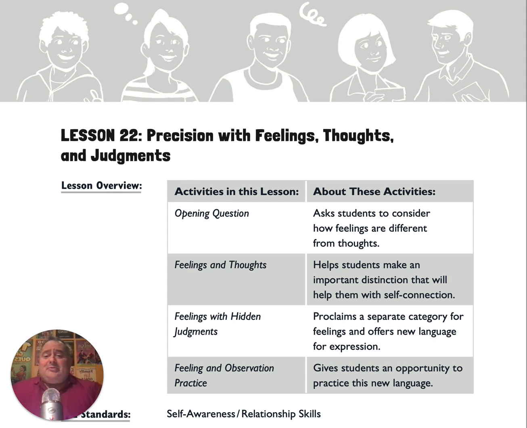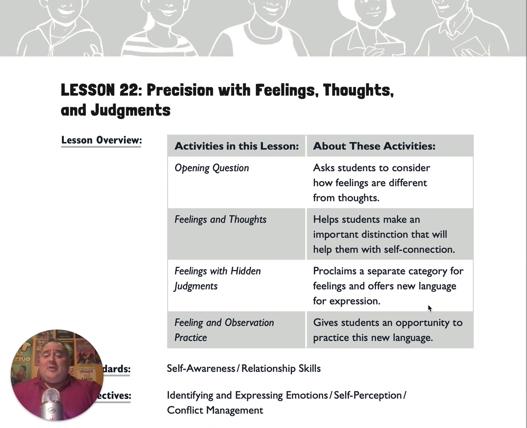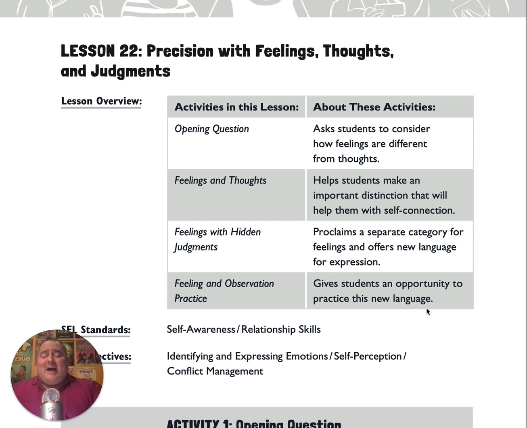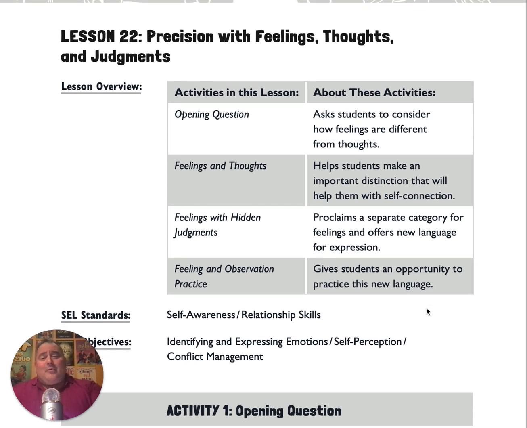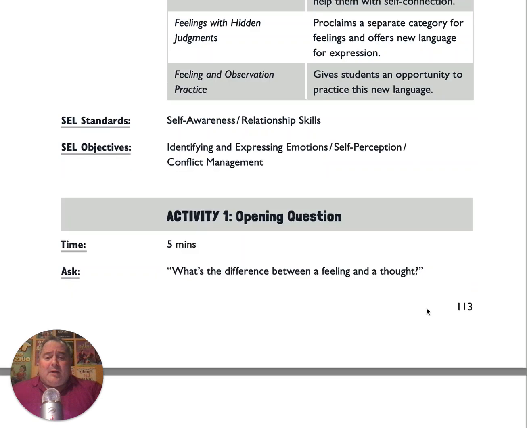We start with the opening question. We make a distinction between feelings and thoughts, feelings with hidden judgments, and finally, feelings and observation practice. It's a big one. Most of this is from nonviolent communication, so it has a history and background in some really transformational work. Okay, opening question.